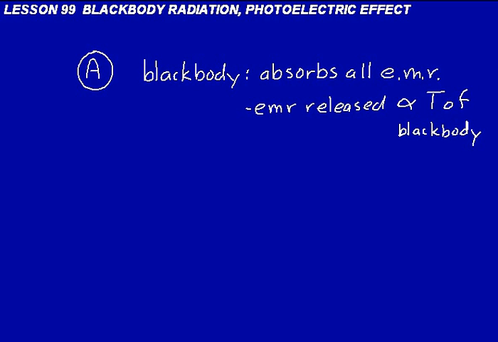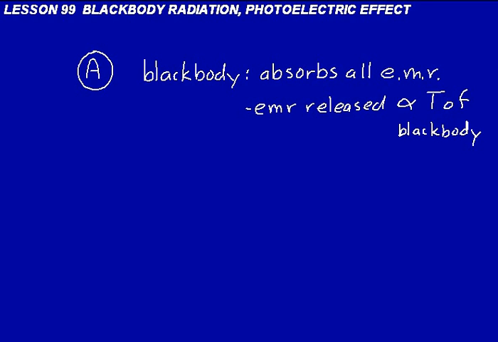Now an ideal black body also releases some EMR back. We say that the EMR released is proportional to the temperature of the black body. That's not an alpha symbol there. That means proportional to in this case. The EMR released by a black body is proportional to the temperature of the black body.